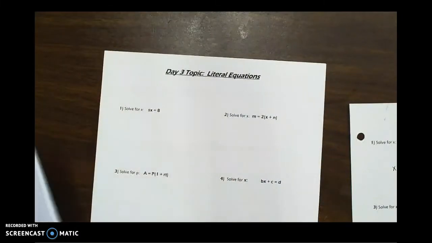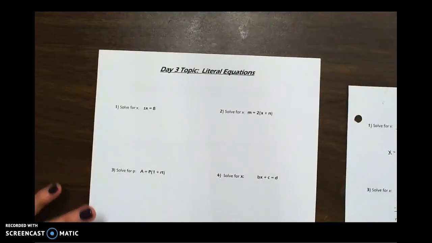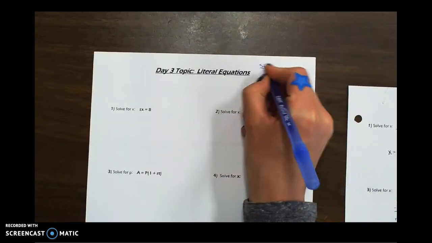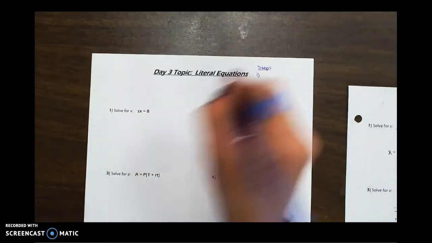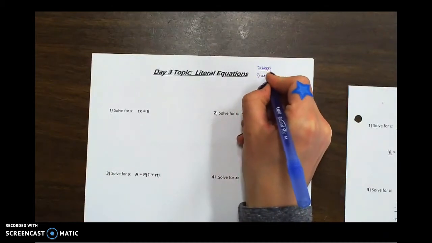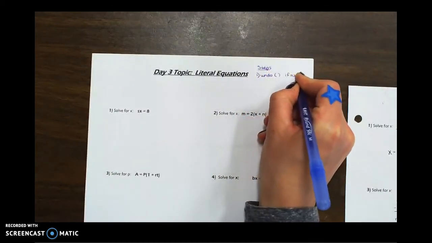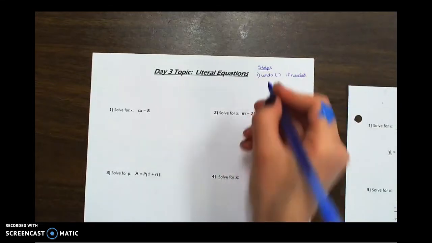Before we get started with this, I'm going to give you a few steps that we're going to use each time we want to solve a literal equation. So up here, let's write down our steps. Step number 1, we're going to undo parentheses if needed. And I'll show you an example of that in just a few moments.